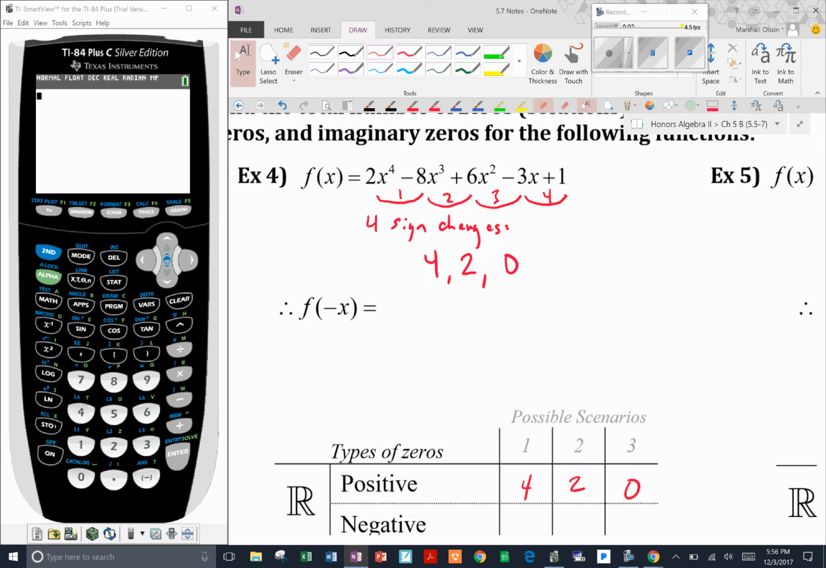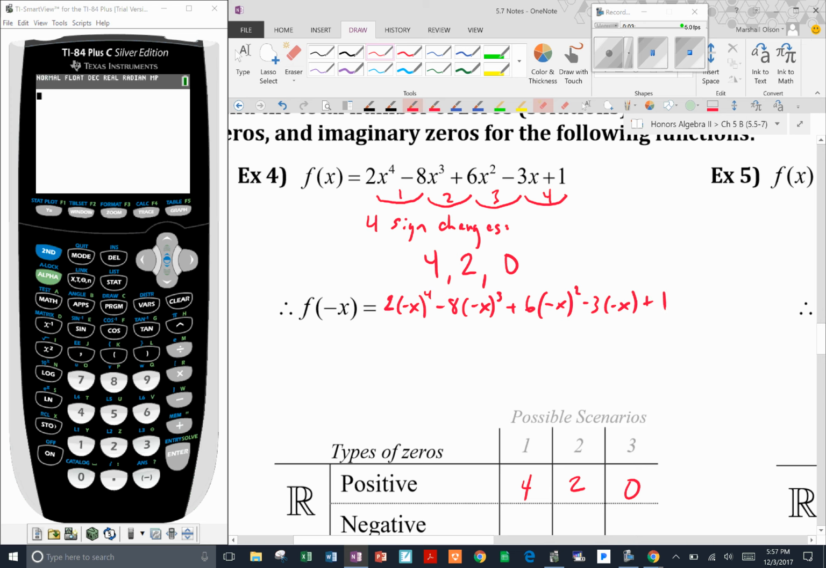So here's how we find the number of negative zeros. We put negative x into the function. So I'm going to have 2 times negative x to the 4th minus 8 times negative x cubed plus 6 times negative x squared minus 3 times negative x plus 1.